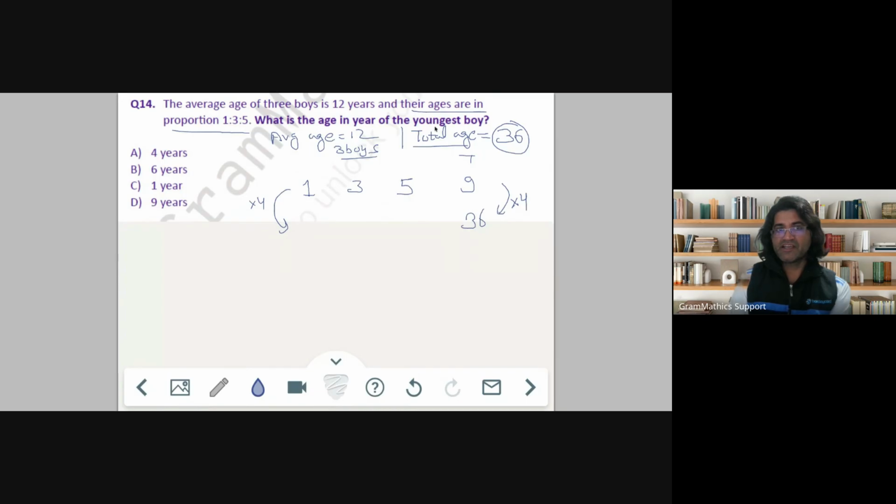So everybody gets multiplied by 4. They are just asking the age of youngest boy. So we don't have to care about these two. We just care about this person. So we multiply by 4 and we get 4. So our answer will be 4.